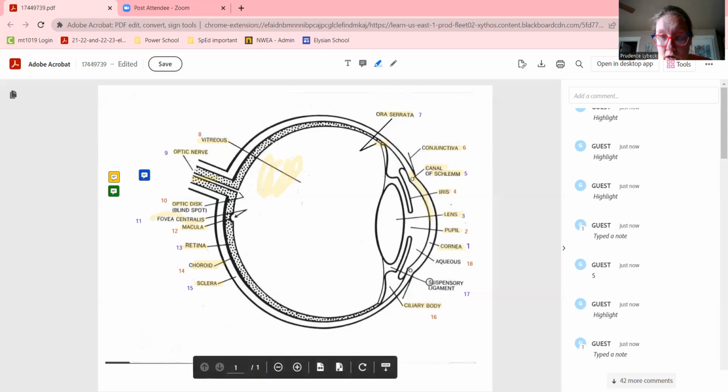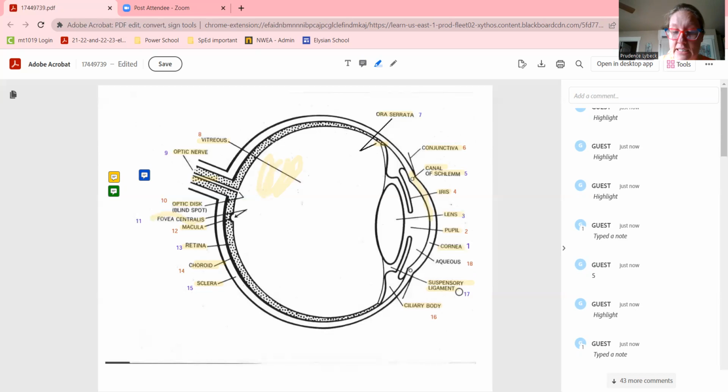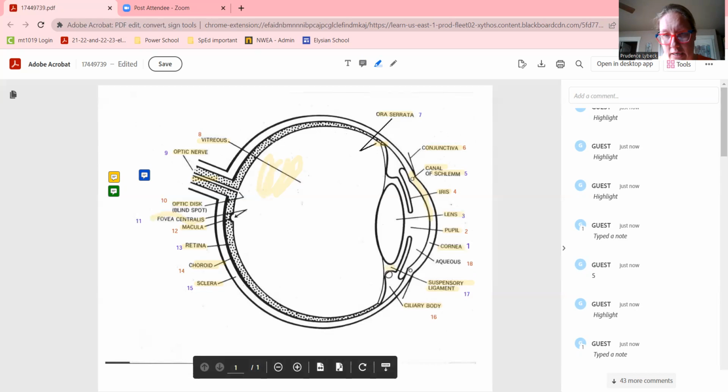Then we have our suspensory ligament, number 17. That's our long, thin fibers that connect the crystalline lens to the ring of the ciliary muscles. So it's right in here where they kind of help connect.